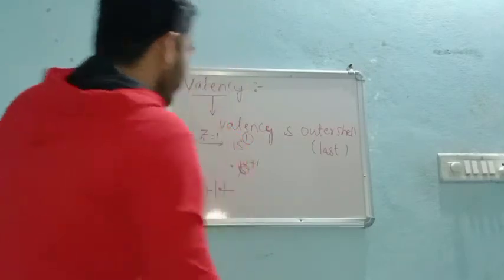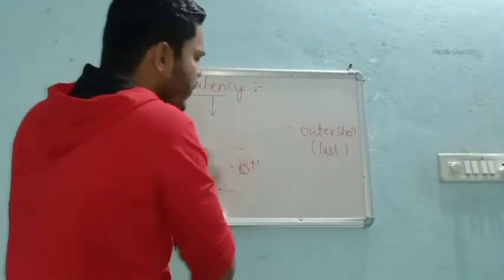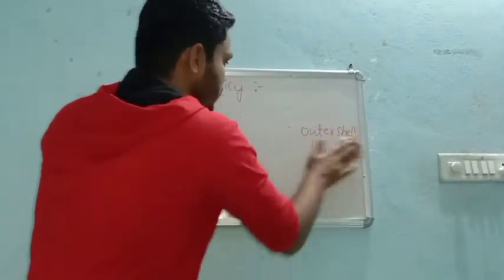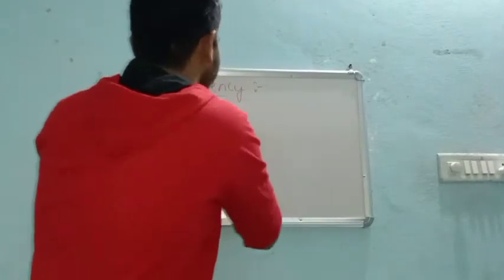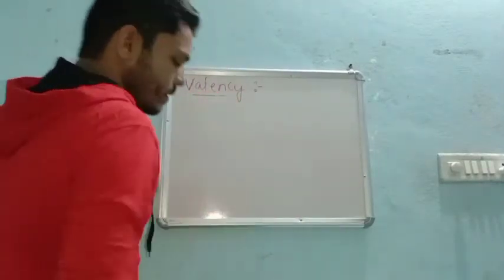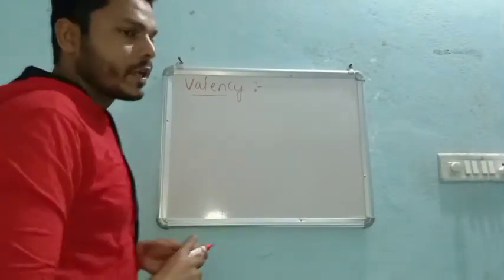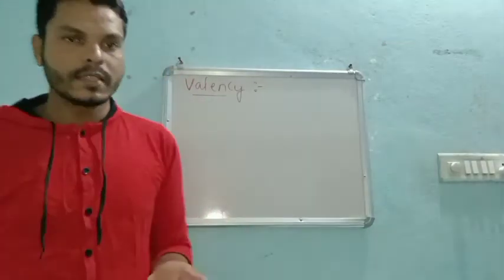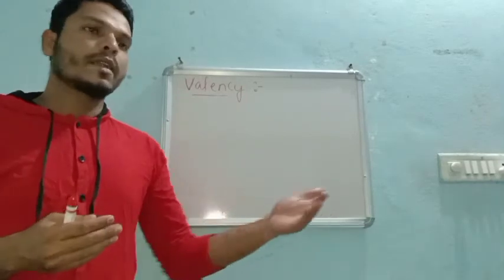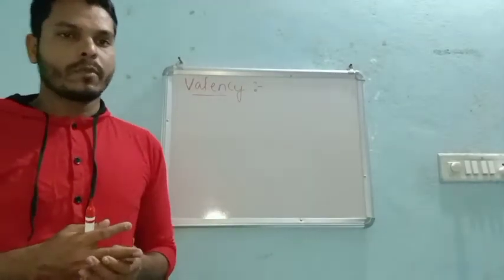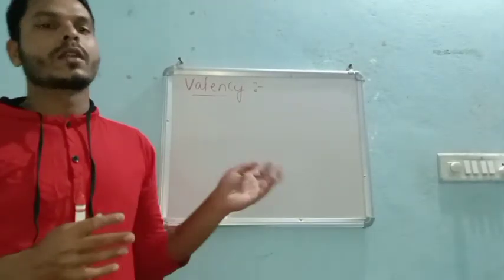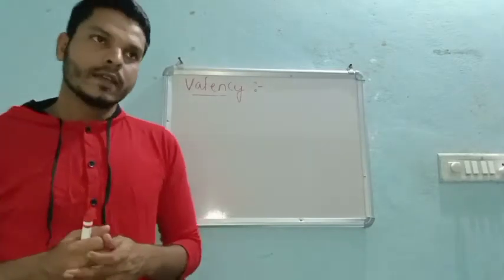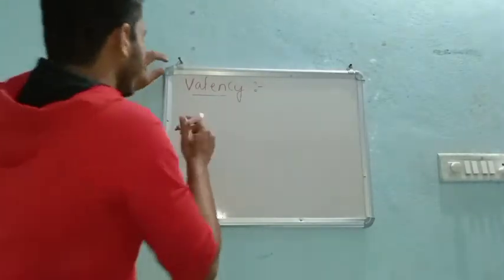Now if you have any doubt, please do ask, right? This is a very important part. Valency is nothing but the number of electrons present in the valence cell, and those valence electrons will undergo formation of a bond with other elements. That's why they are called valence cell electrons, right? Now we will see one more.